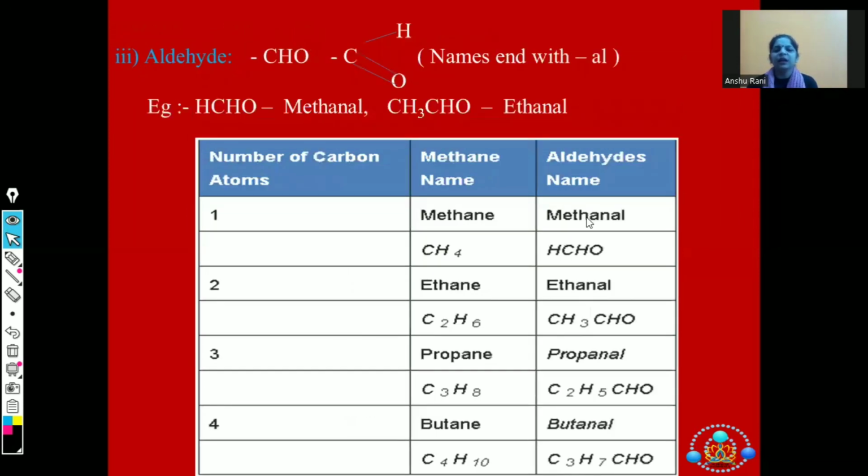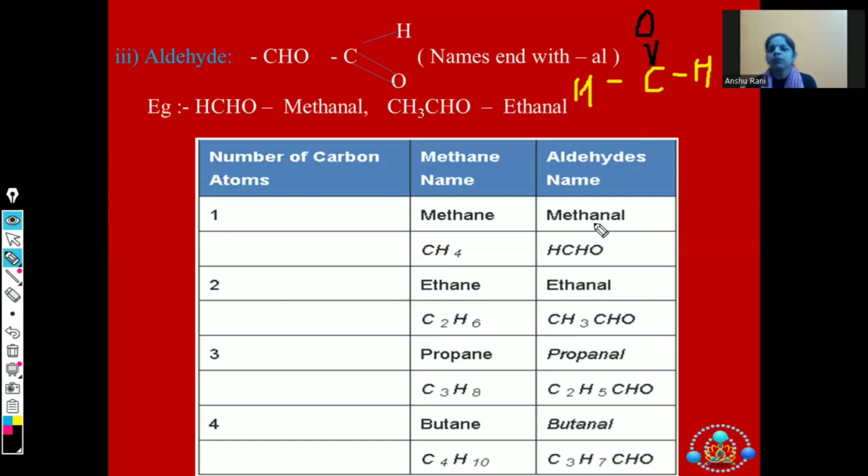Then you have aldehydes. In aldehydes, we are replacing one of the hydrogen atoms by a CHO group. Actually, what we have to do to make the structure, see if you are having methane. This was methane. What you have to do, you have to remove two hydrogen atoms. Remove these two hydrogen atoms. In place of two hydrogen atoms, add one oxygen atom. We are replacing two hydrogen atoms by one oxygen atom. So it would be HCHO, HC double bond O H.